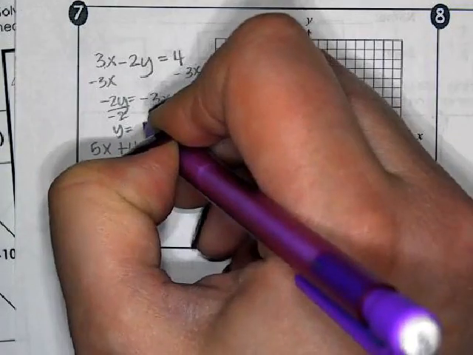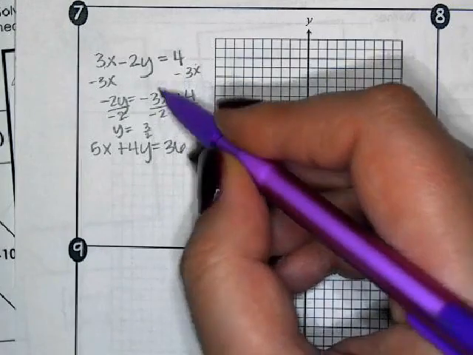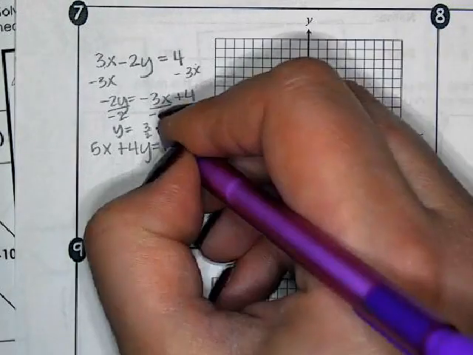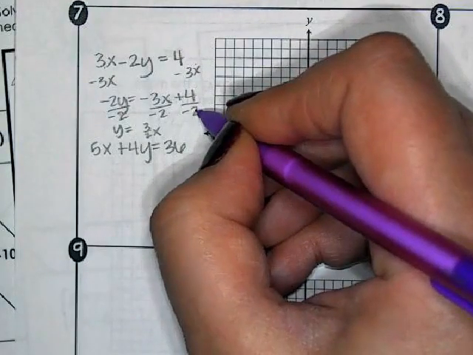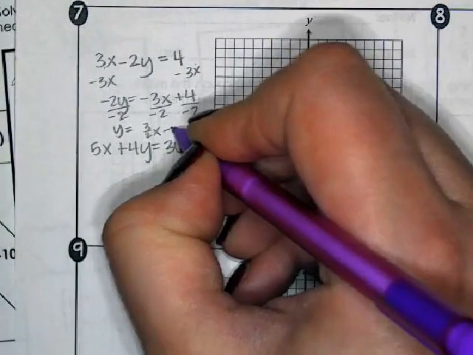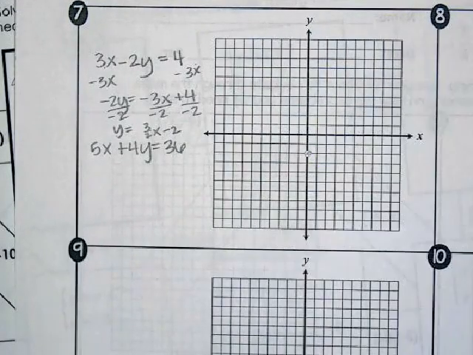Okay, 3 over 2. Is the slope negative? It's positive, right? Because it's a negative over a negative, so that makes a positive. And then over here, the y-intercept is 2. Is it positive or negative? Negative 2. Okay. So we're going to start at negative 2, and then where are we going to go from there?